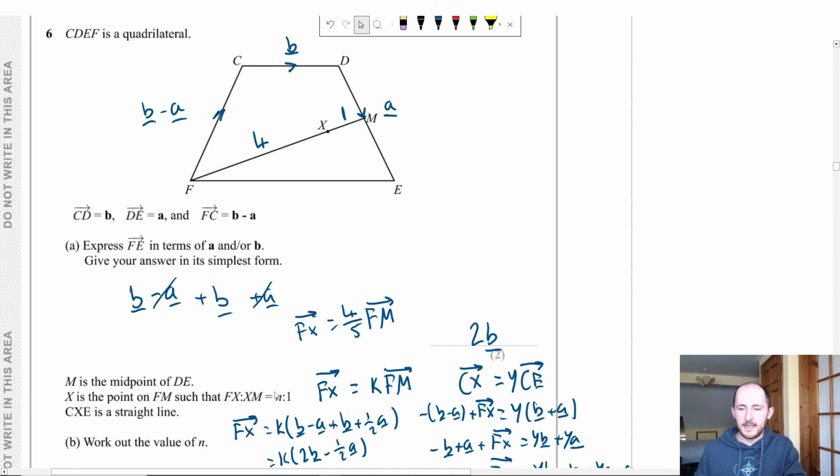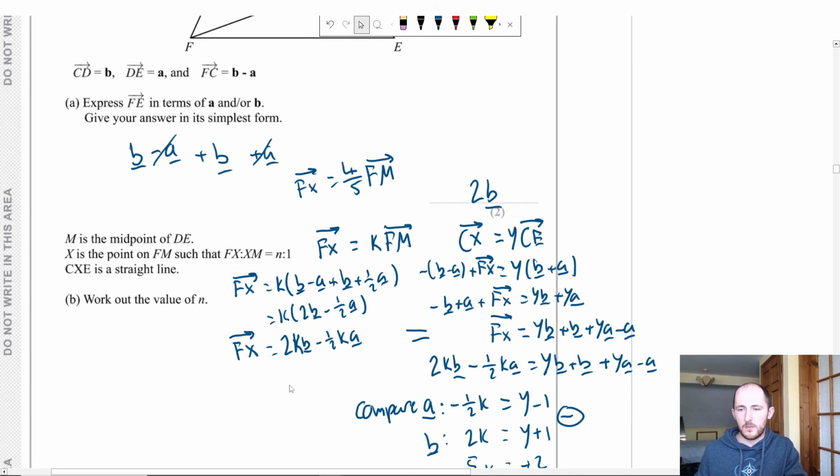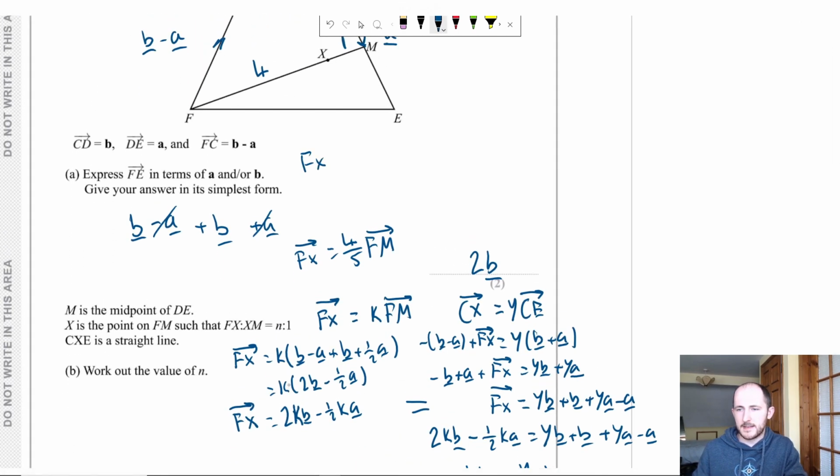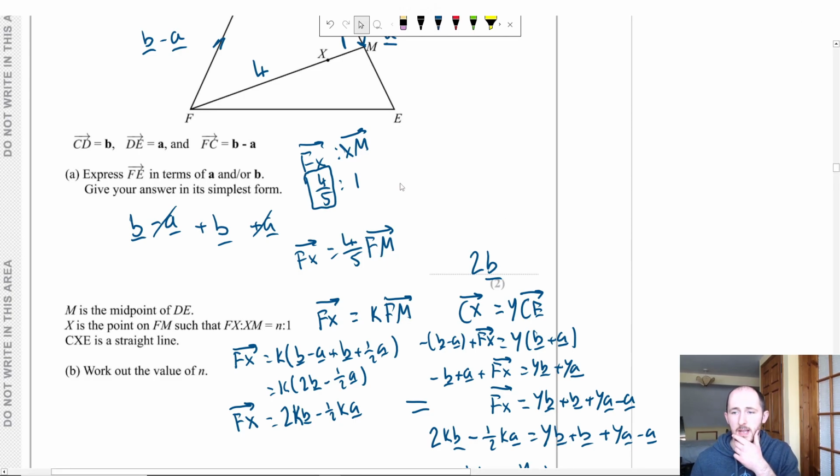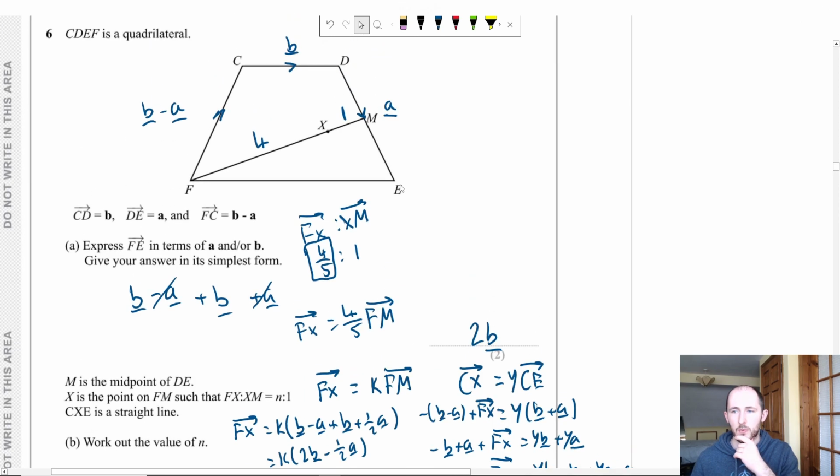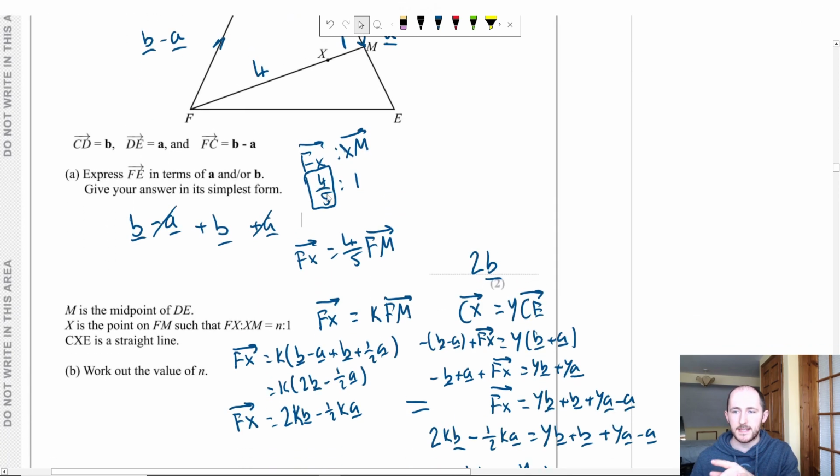So what is the ratio, n to 1? Well, simple. F of x to xm, if I write it from here, f of x is 4/5, right? To 1. So that's what n equals. And n can 100% be a fraction, okay? But yeah, that's all you would have to do for this question. So basically what this is, this is the ratio for f of x to f of m, right?